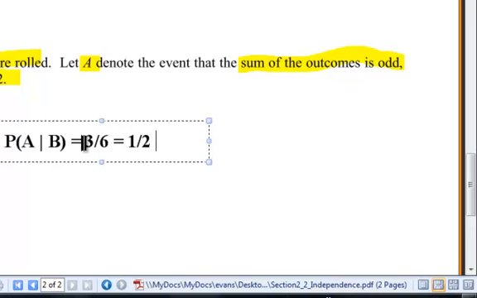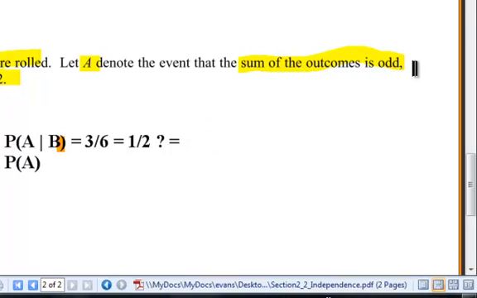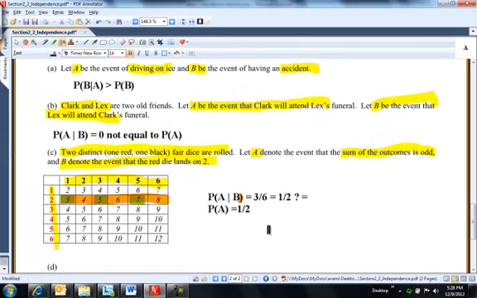The question is, does that equal the probability of A? The probability of A is the probability that the sum of the outcome is odd, and in this matrix here, that is 1/2. So probability of A given B is 1/2, and probability of A is 1/2. You can check the other way around, so I know then I have independence. Okay, one more.